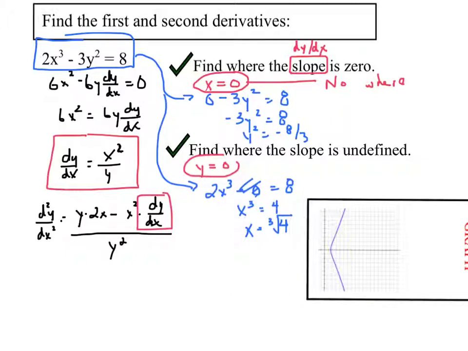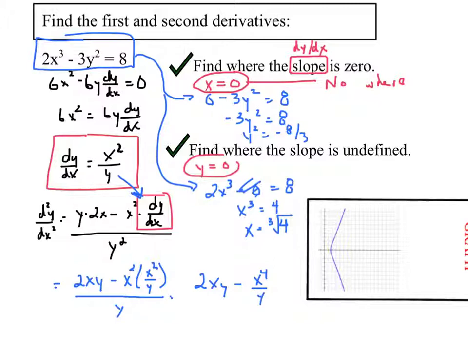But the nice thing is I know what dy dx is equal to. So I could do some substitution. I could say, 2xy minus x squared multiplied by x squared over y, all over y. And you could keep going at this point. You could say it's 2xy minus x to the fourth over y. Oh, sorry, it's y squared here.